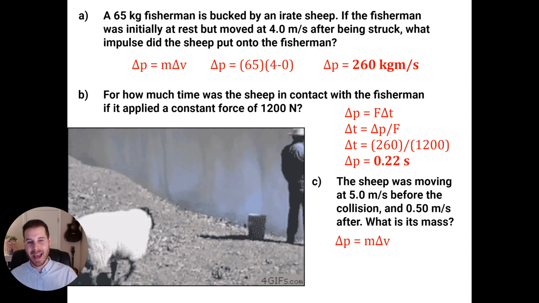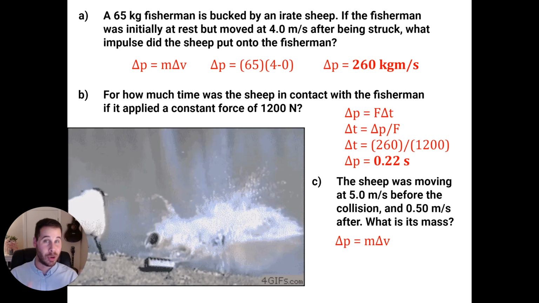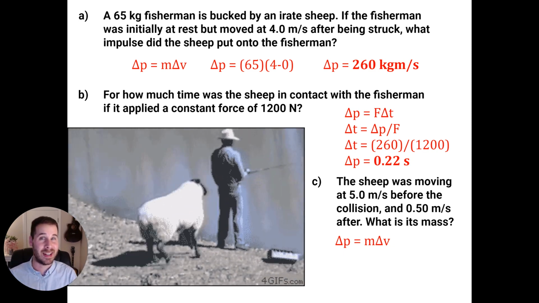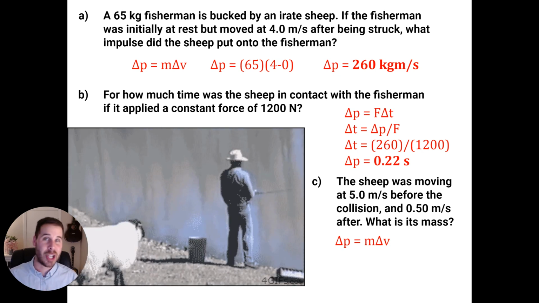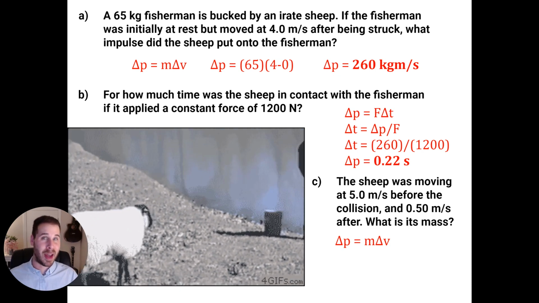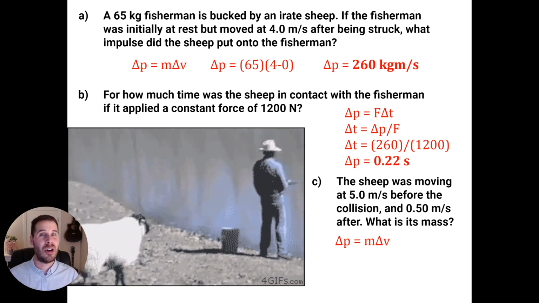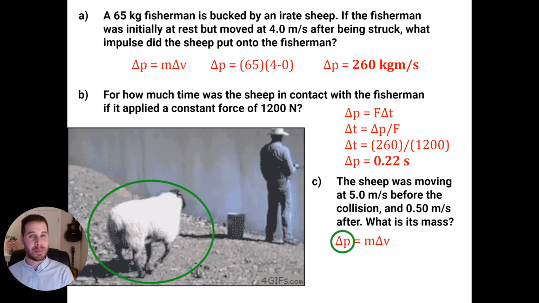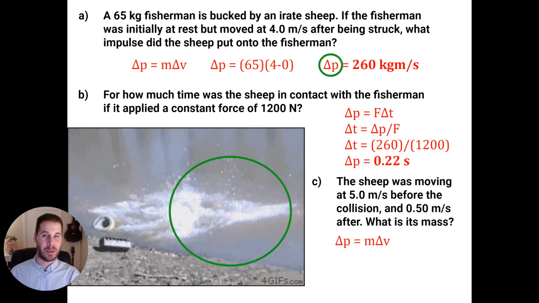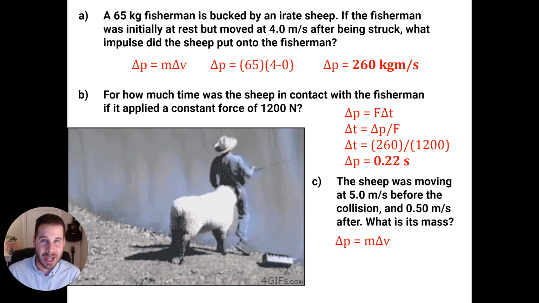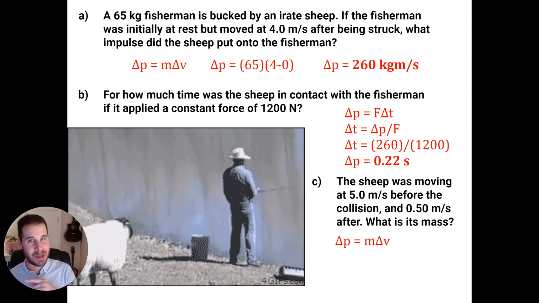We're told that the sheep has a change in velocity because it goes from 5 meters per second, really fast, to 0.5 meters per second. It's almost at rest, so that's a change in velocity. And the sheep has some amount of mass that we're going to need to calculate. So we have to assume that there's also a delta P for the sheep, just like there was a delta P for the man. If the man had a change in momentum, where did that momentum come from? It came from the sheep.